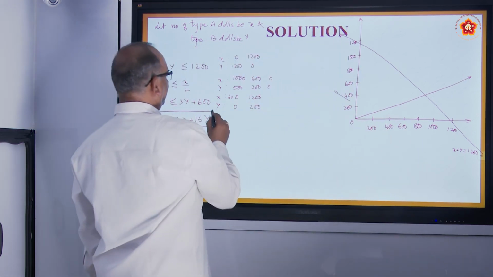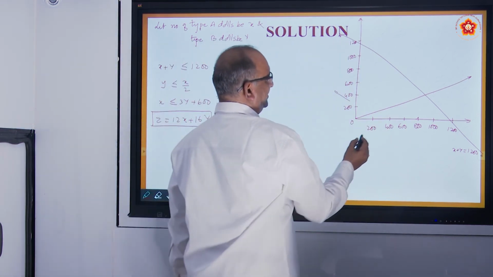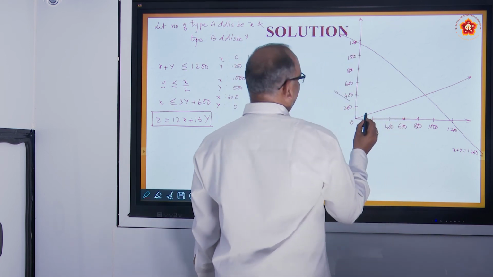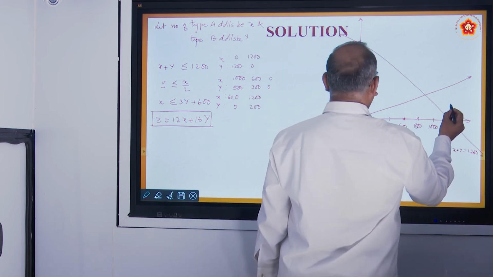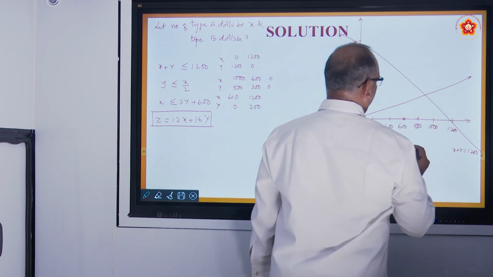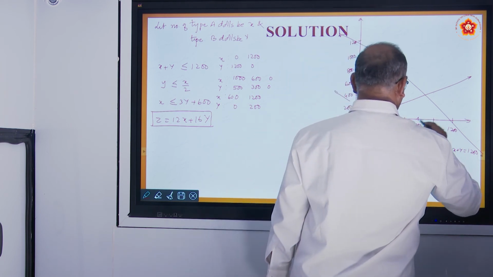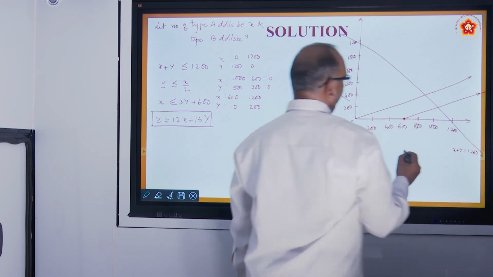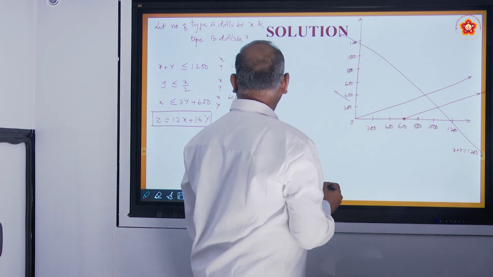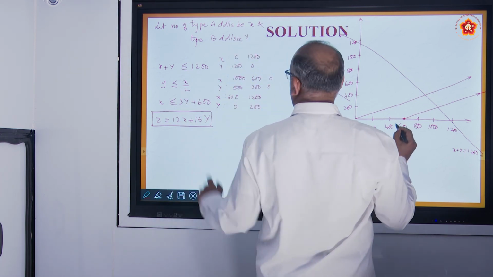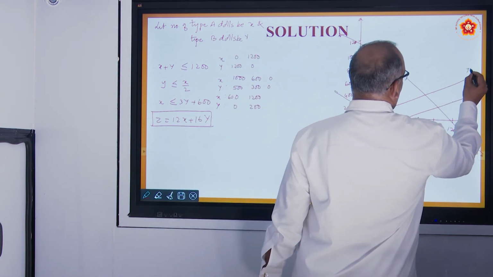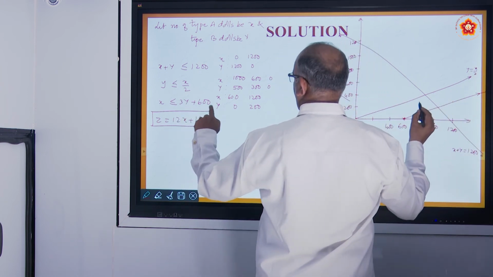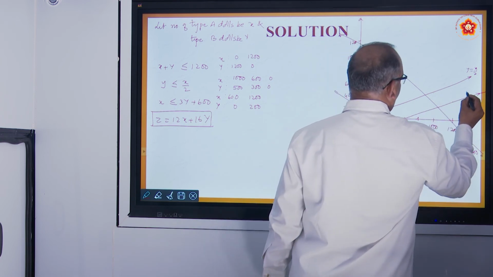Come to the third one, this one. X is 600, y is 0. And x is 1200, y is 200. So join these two. This is representing y equal to x by 2. This is representing x equal to 3y plus 600.